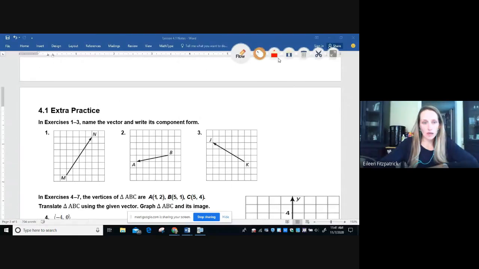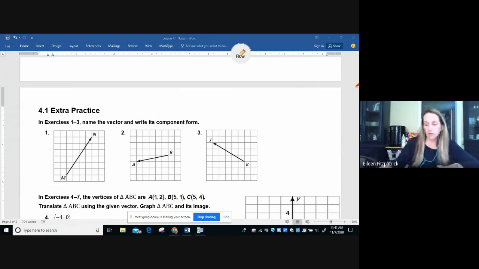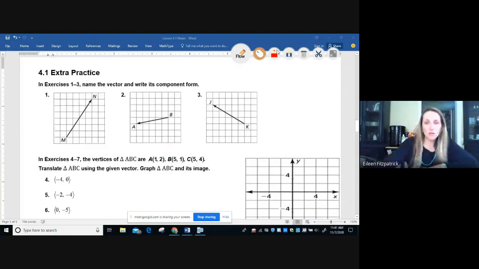Make sure you're working along with me, thinking through the problems, maybe even trying to work ahead of me if you can to see if you can figure them out on your own. All right, so for problem number 1, we're asked to name the vector and then write its component form. So the vector at point M, that's its initial point. Its terminal point is point N, so it's vector MN.